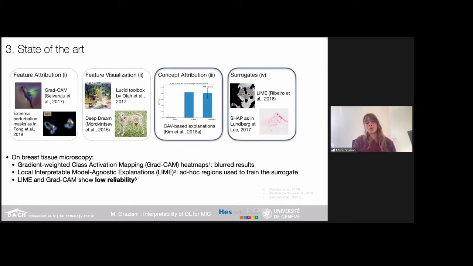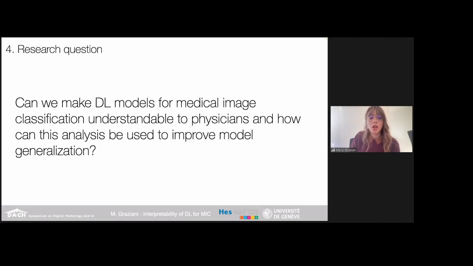And so another important point is the reliability of the explanations that we are looking at, and making sure that we don't generate explanations that are just tricking us into believing more in the model. So on the basis of all of these, the focus of the research question in this work is whether we can make deep learning models for medical image classification understandable to physicians, and how can these analyses be used to improve model generalization to have better models.